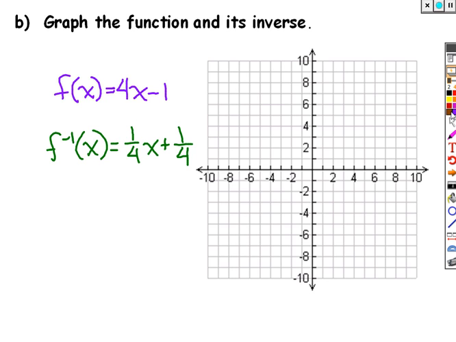So recall how to graph lines. Start with your y-intercept. So if I plug in 0, I'd get out -1. My slope, rise 4, run 1, or drop 4, back 1. Here's the original. And then the inverse function, the y-intercept is 1/4. If I plug in 0, I'd get out 1/4. Rise 1, run 4 is your slope. So the inverse would look something like that.